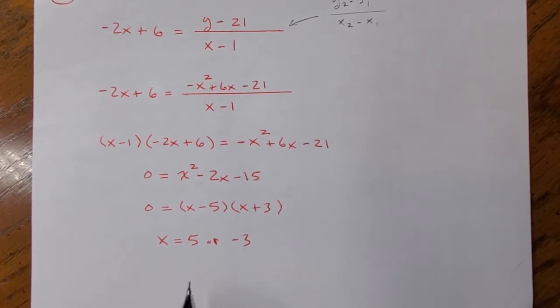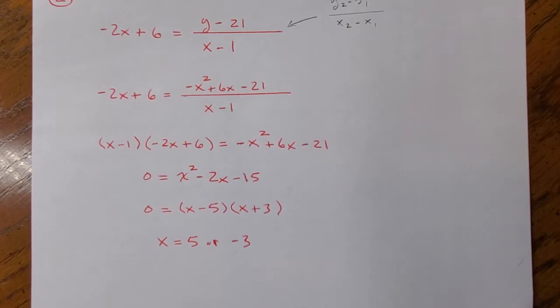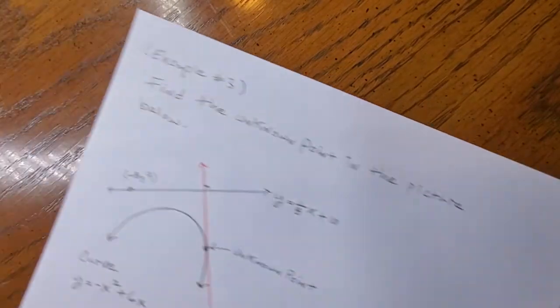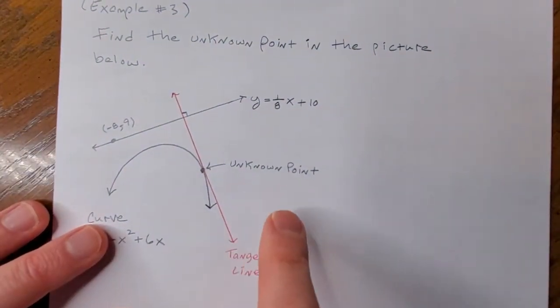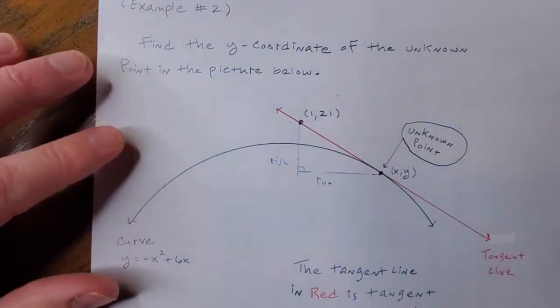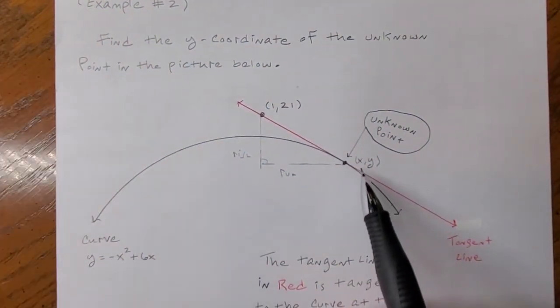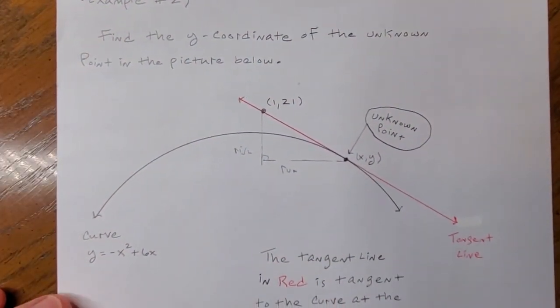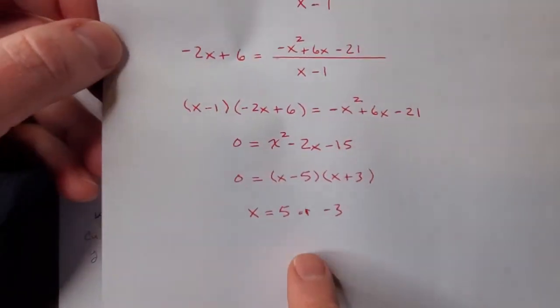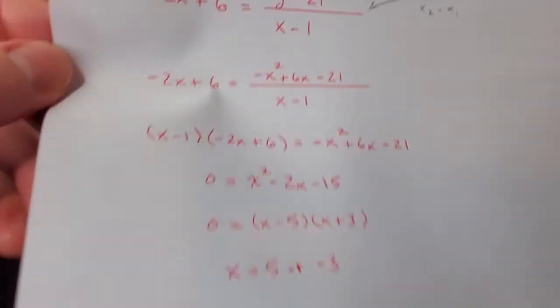So which of these is our answer? Are they both the answer? Is one or the other the answer? How do we make sense of these two numbers? Well, they are x coordinates, right? X is 5 or negative 3. So what that tells me is that this point has an x coordinate of either 5 or negative 3, okay? Because that's what I got when I worked that all out.